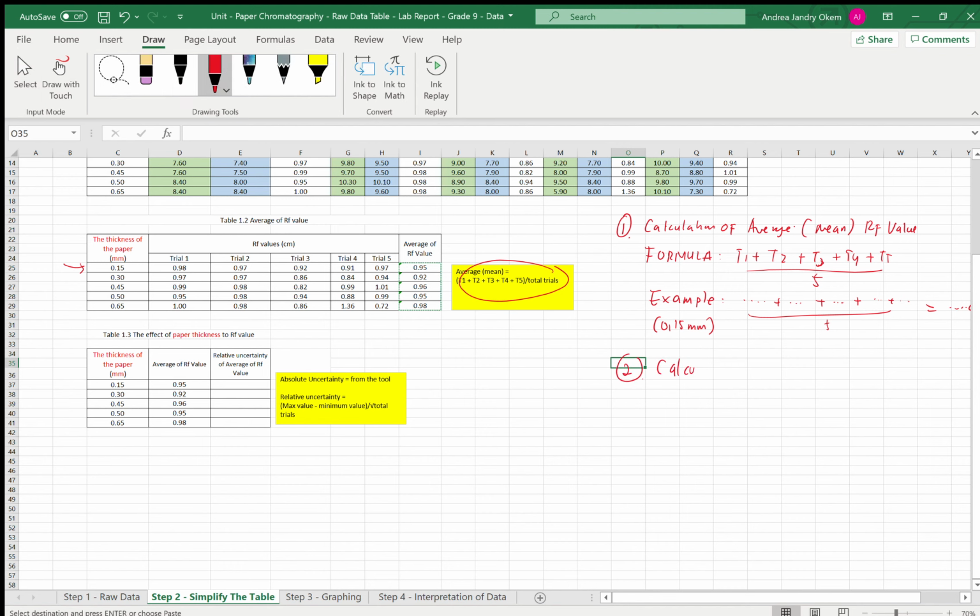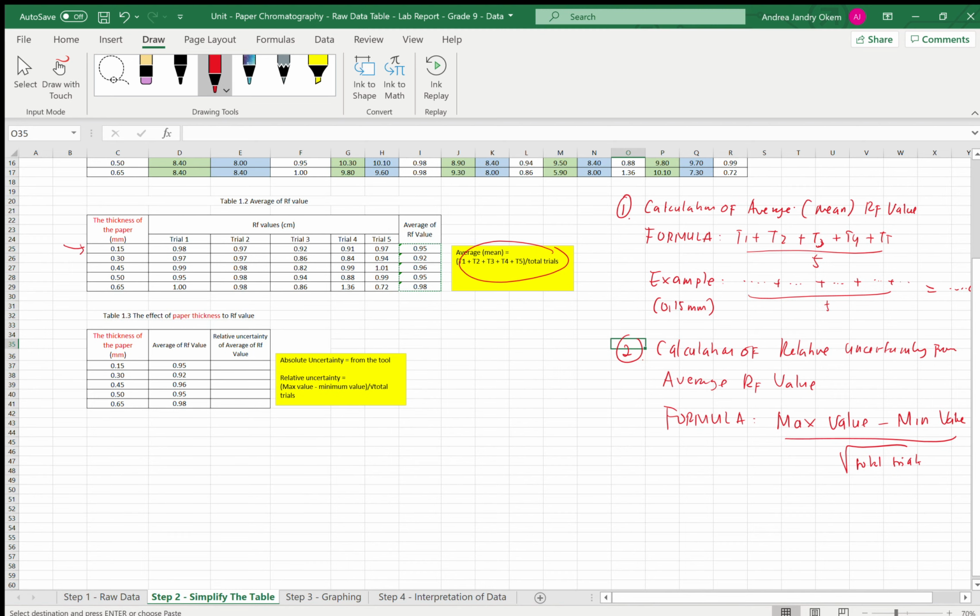So calculation of relative uncertainty average from average RF value. Again, you have to put the formula. The formula is easy. You just find maximum value minus minimum value, and then you divide with the square root of total trials.